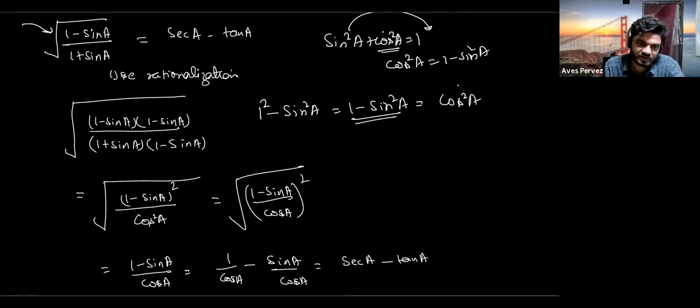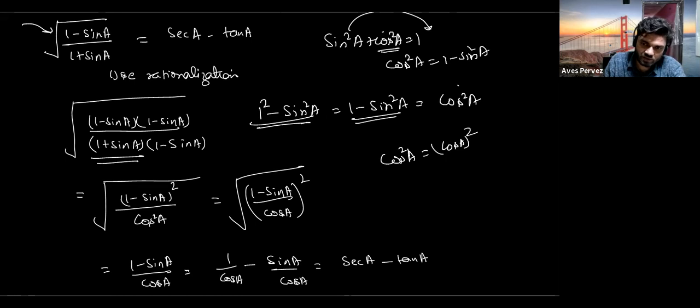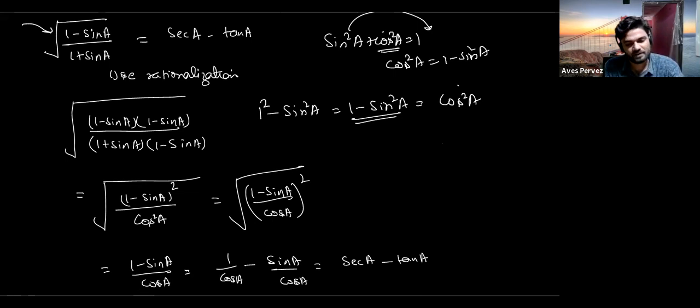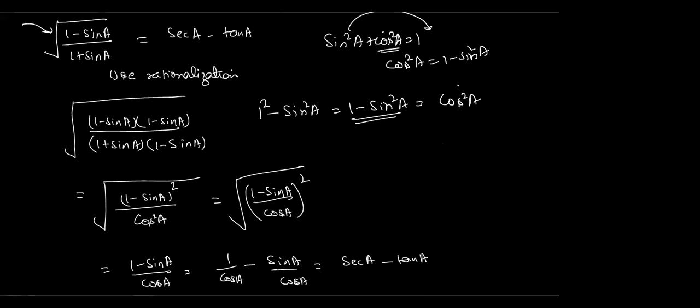You have written here cos square a instead of writing this one. Now this is in whole square. This one is also in whole square. So actually cos square a is also equal to cos a whole square. So you can write like this way. This one, 1 minus sin a whole square, will be removed from the under root, and this one becomes cos square. When we remove the under root, this whole square goes out and this whole square comes out. So this will become like this way. Got it? Yes, sir.